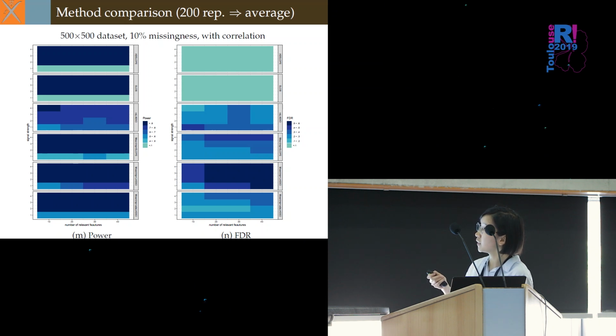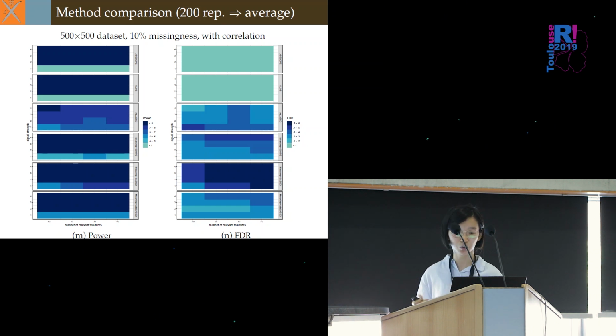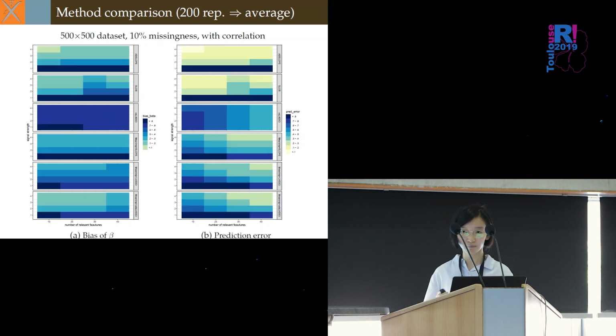For each method, the darker color means that the value of power is larger, and the lighter color indicates that the FDR is smaller. We see that almost every method can achieve great power, but if we switch to the right plot, we see that only our AB-SLOPE and the approximated version of AB-SLOPE can control the FDR below the level of 0.1. That means the other methods sacrifice FDR to achieve good power. Also, our methodology has a great advantage in bias and prediction error.